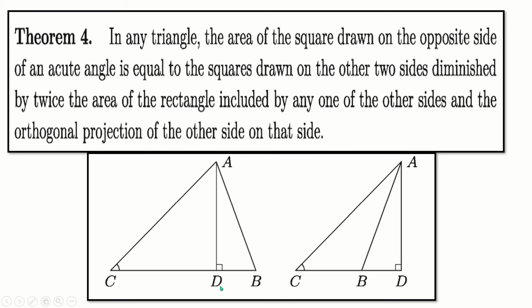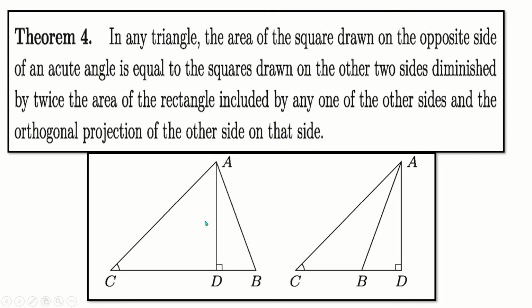Similarly, BD is the orthogonal projection of AB, because by drawing perpendicular AD we get BD. As a result, BD is the orthogonal projection of the side AB. Clear? Okay, now follow the explanation of this theorem.